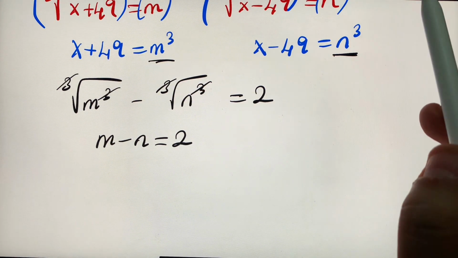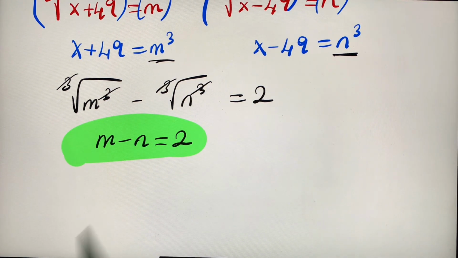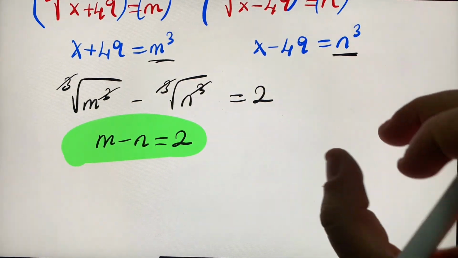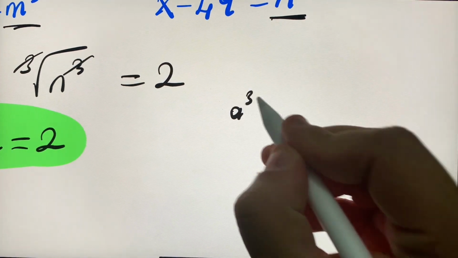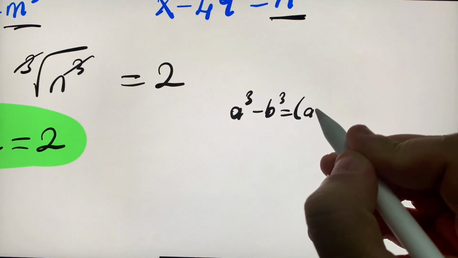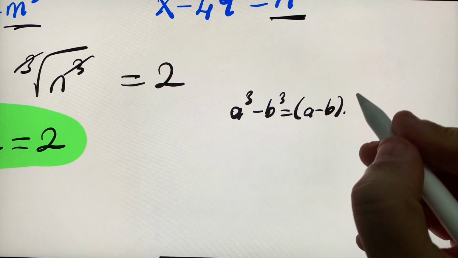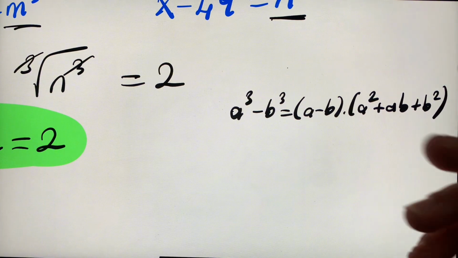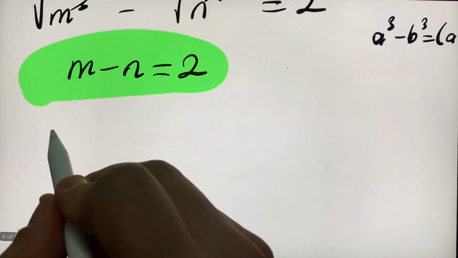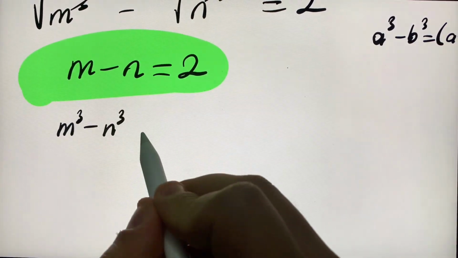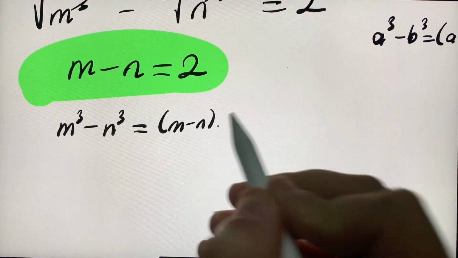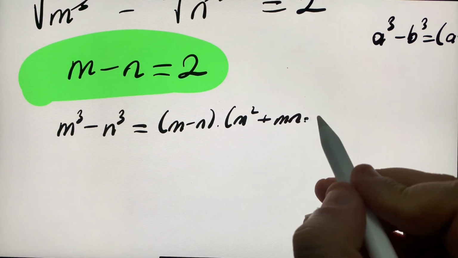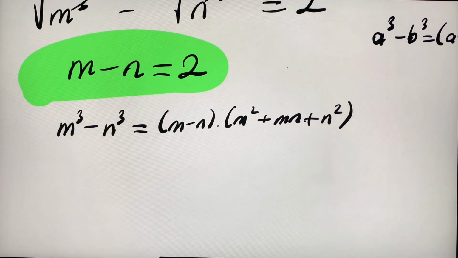Let's write it down. I think this expression will be needed. If we continue now, what can I do next? Let's remember this immediately. The expression a cubed minus b cubed is a minus b times, in brackets, a squared plus a times b plus b squared. I apply this immediately. m cubed minus n cubed equals m minus n, in brackets, m squared plus m times n plus n squared.